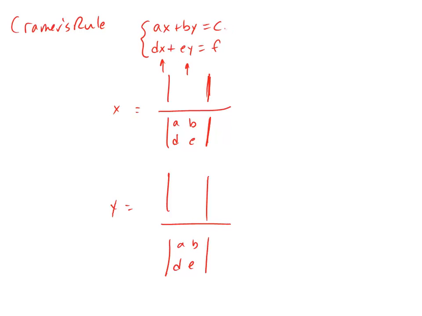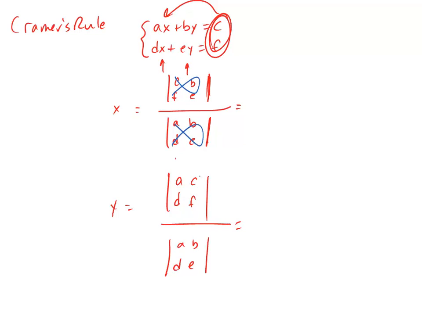That's the numbers that are out in front of the x's and the y's. Now on top, you're going to take the right-hand side and stick it into whichever column of the variable you're looking for. So put a C, F, which is the numbers on the right-hand side, and then leave the other column alone, B, E. So it looks just like A, B, D, E, but I replaced the first column with the right-hand side. And for this one down here, start with A, B, D, E, and just replace the second column with the right-hand side.